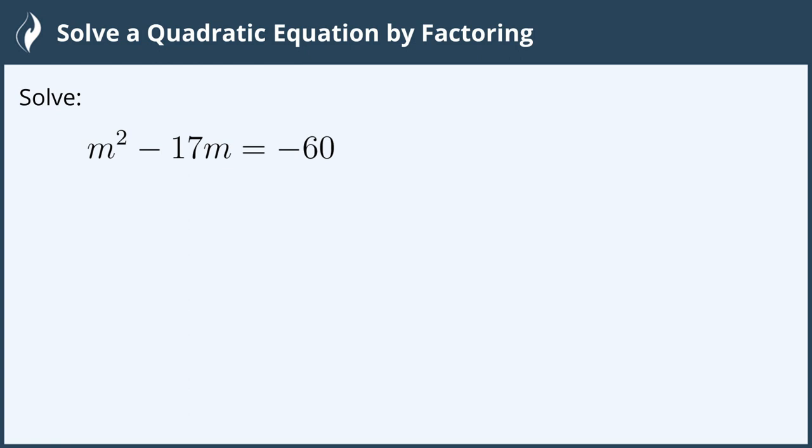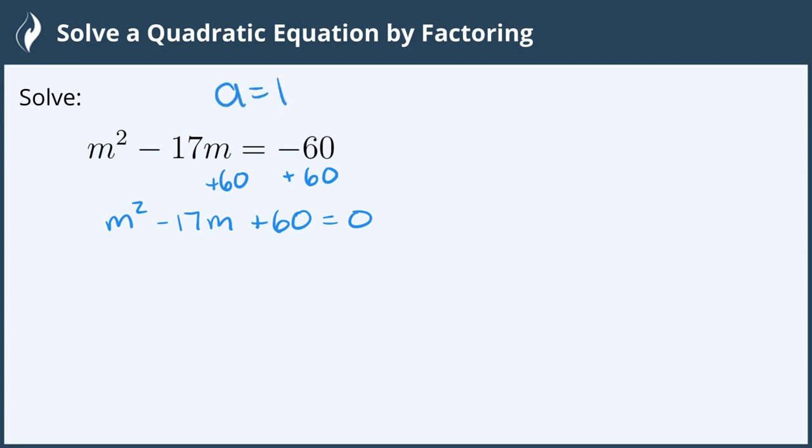The first thing we want to do is employ the zero product property, and because this equals negative 60, that doesn't work. So we need to add 60 to both sides so that it will equal 0. So we end up with m squared minus 17m plus 60 equals 0. Now we can look for the zero product property. This is in the form of a equals 1.